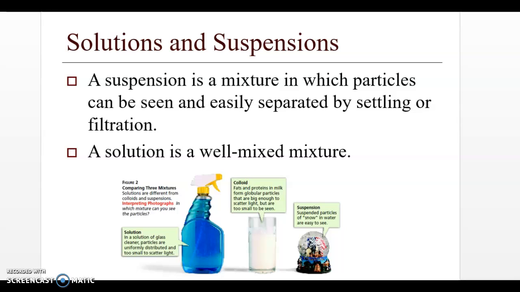So, a suspension is a mixture in which particles can be seen and easily separated. An example of a good suspension would be a snow globe. If we were to shake the snow globe up, we see all the little particles that come out, the snow or the glitter, whatever. Those things are separated from each other. We can see the difference, and they settle back down again. So the water stays water, and the suspension particles settle to the bottom.